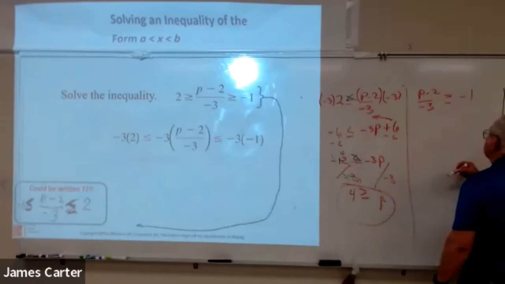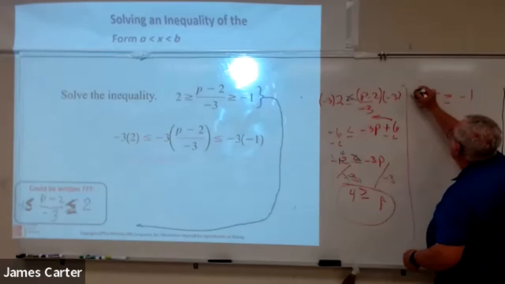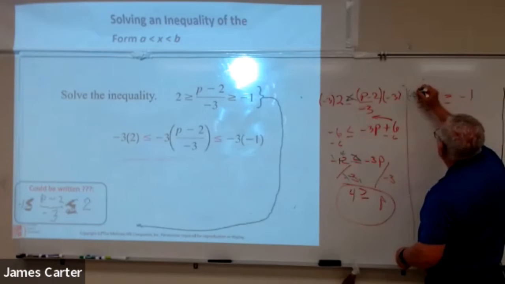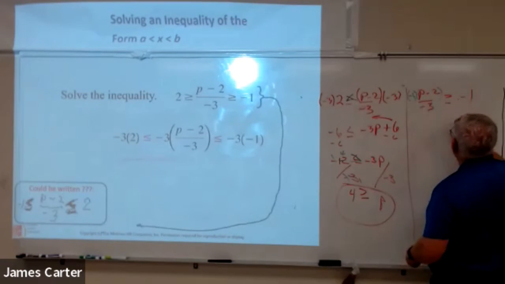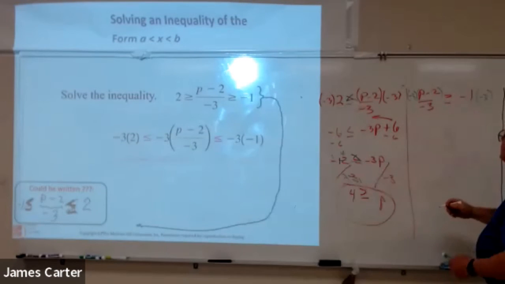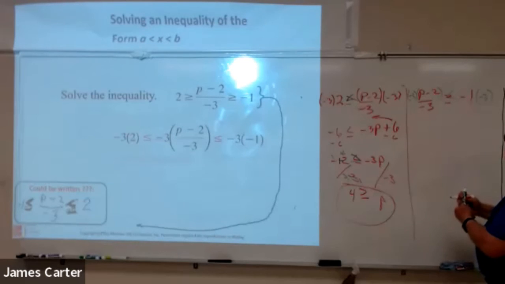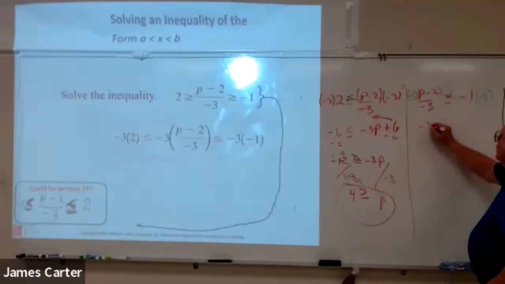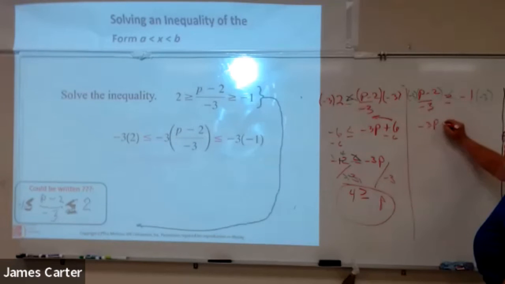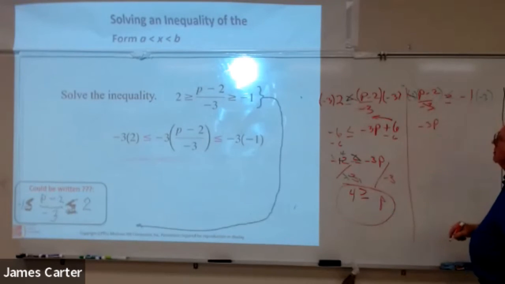Over here, I'm gonna do the same work. I'm gonna take -3 times everything and -3 times that. And I'm gonna flip symbol. So I get -3p. No, I don't. This -3 and that one cancels out. Okay? And you know what?